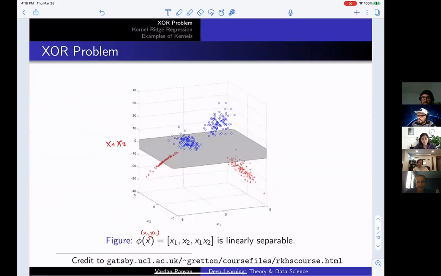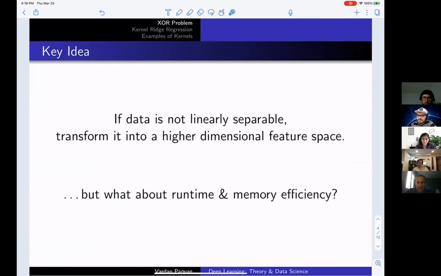Okay, so this is the motivation for transforming data into feature vectors, which are ultimately going to be pretty high dimensional. And so this is the key idea in kernels. The idea is that if your data is not linearly separable, and in reality, all data is probably not linearly separable, then what you want to do is transform the data into some higher dimensional space where it hopefully is linearly separable.